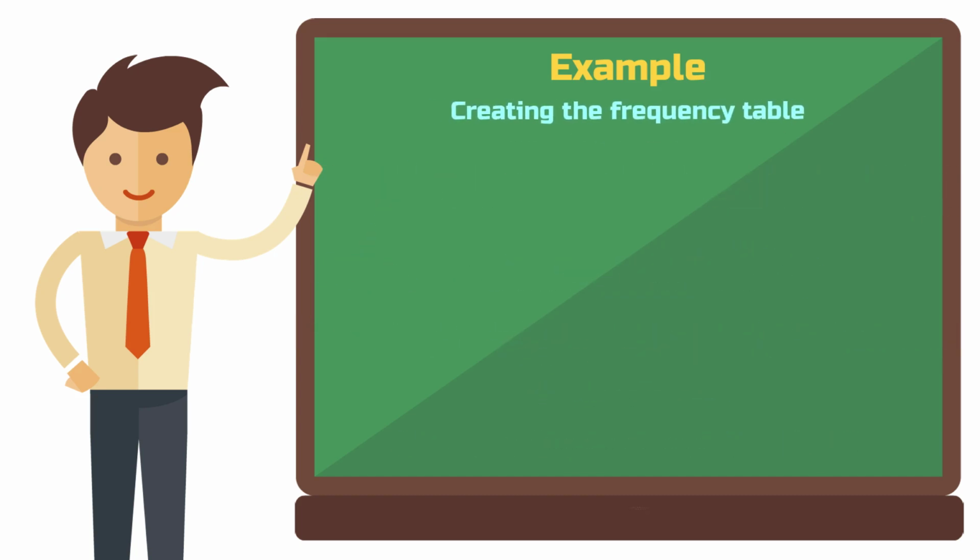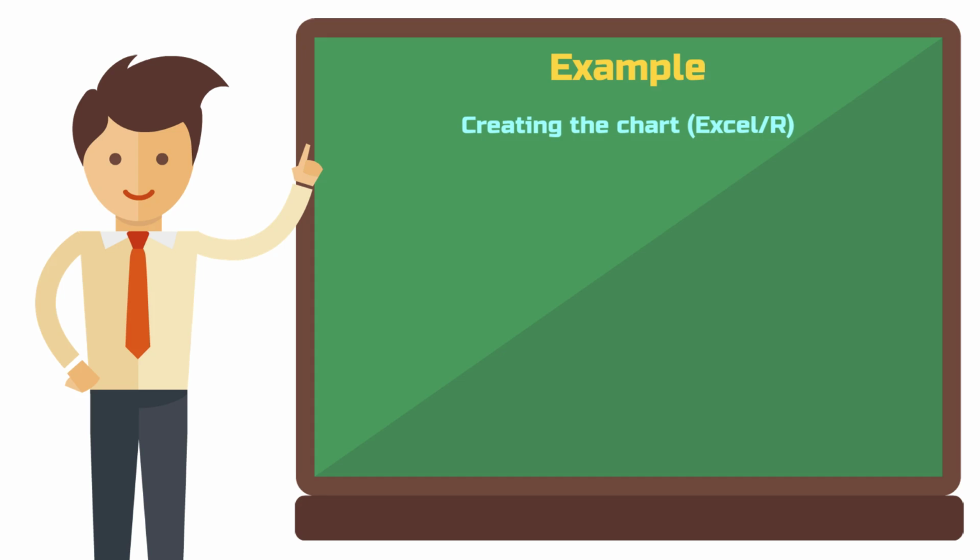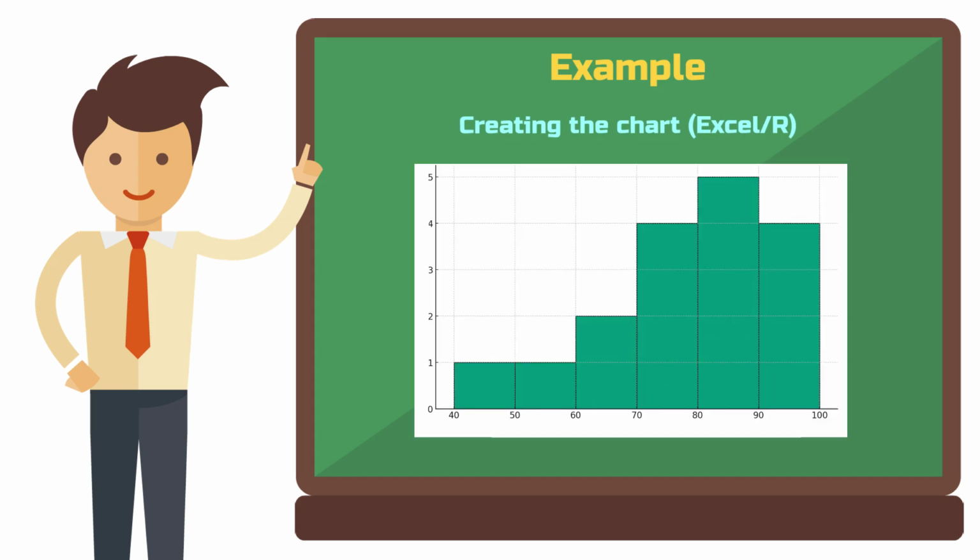Now let's look at the frequencies. One student scored in the 40 to 49 range. Another student scored between 50 to 59. Two students scored between 60 to 69. Four students scored between 70 to 79. And so on. Now, you need to plot this data using software like Excel or R. The result for our example looks like this.